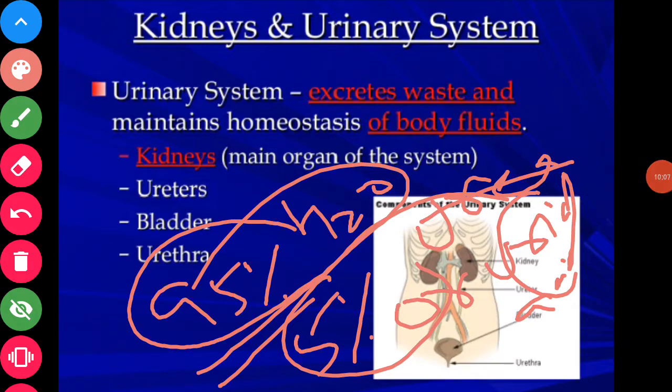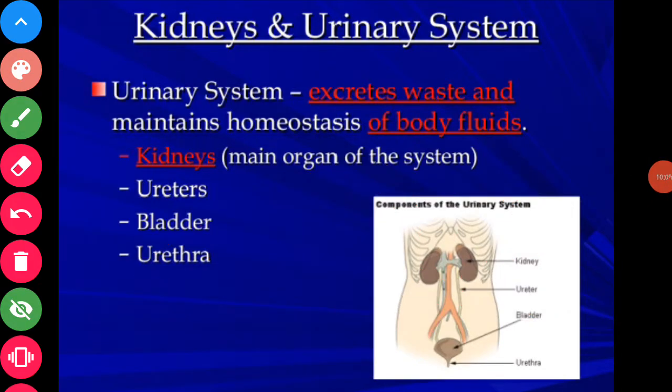Urine is formed in the kidney, these bean-shaped organs. Dear students, you have to remember that a normal human being passes about 2 to 3 liters of urine daily.